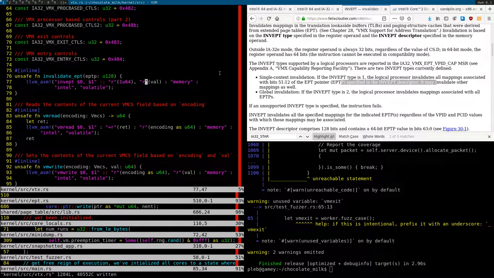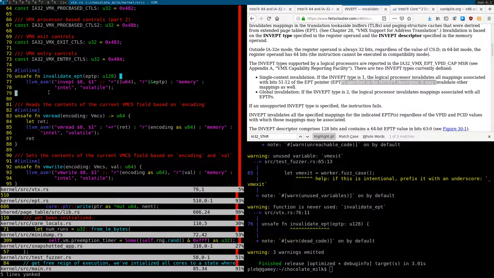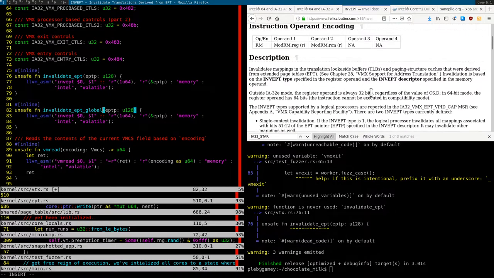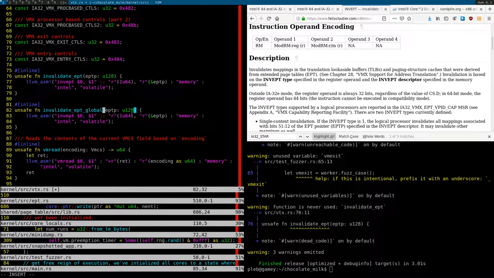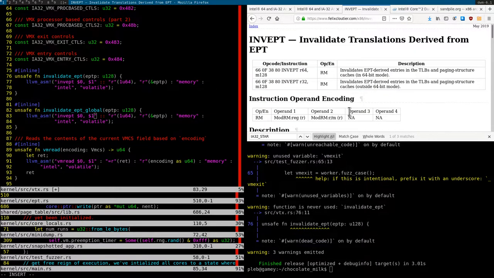It may invalidate other mappings as well, that's fine. So then this is going to be a reference to the EPTP. This is a memory clobber because we want memory to be flushed, but that's it. That should be valid. And then invalidate EPT global with all. And I'm guessing in that case it doesn't need an EPT. Does that need to be a valid pointer?